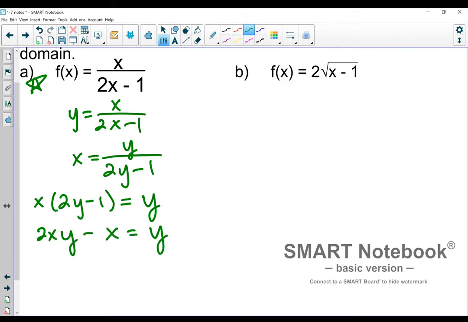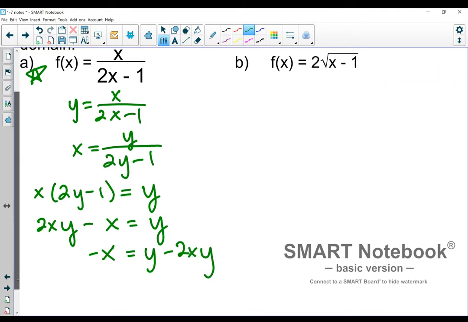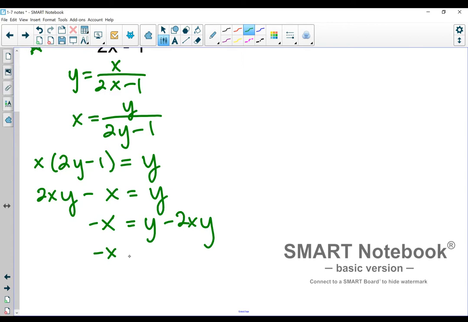And since I'm solving for y's, I'm going to get all the y's on one side. So I am going to just subtract the 2xy. And now I'm going to factor y out. So now I have 1 minus 2x. And then I can divide both sides by 1 minus 2x.